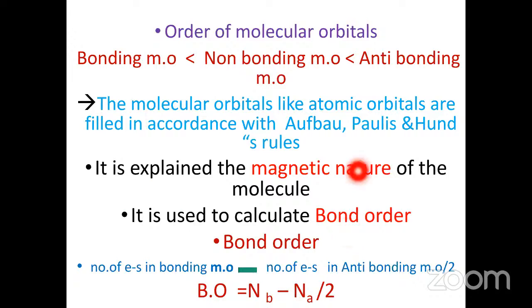Then how to identify the magnetic nature? If the atom or molecule has unpaired electrons, then that molecule is said to be paramagnetic and exhibits paramagnetic nature. If the molecule or atom has paired electrons, then that molecule or atom exhibits diamagnetic nature.